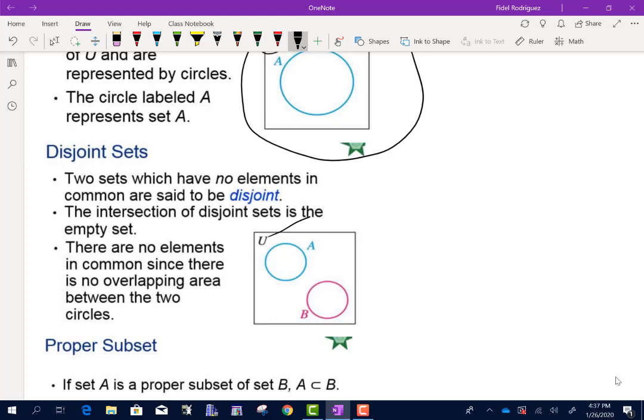Suppose we said the universal set is something like, say, animals, right? And say we could have, I don't know, cats here and dogs here, right? There's no intersection. There's no overlap, right? There's no animal that's a cat and a dog at the same time, okay?